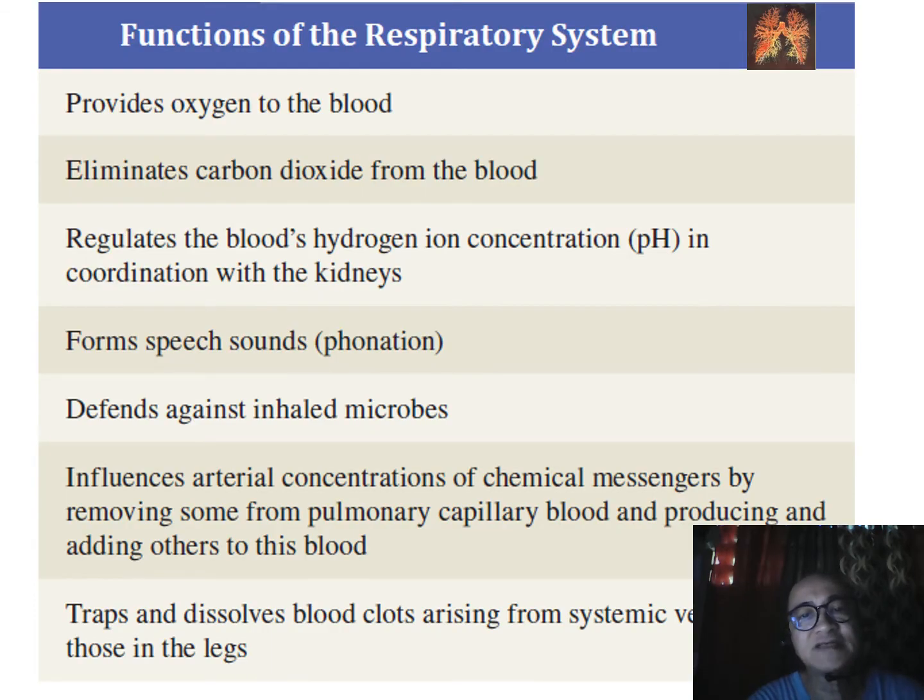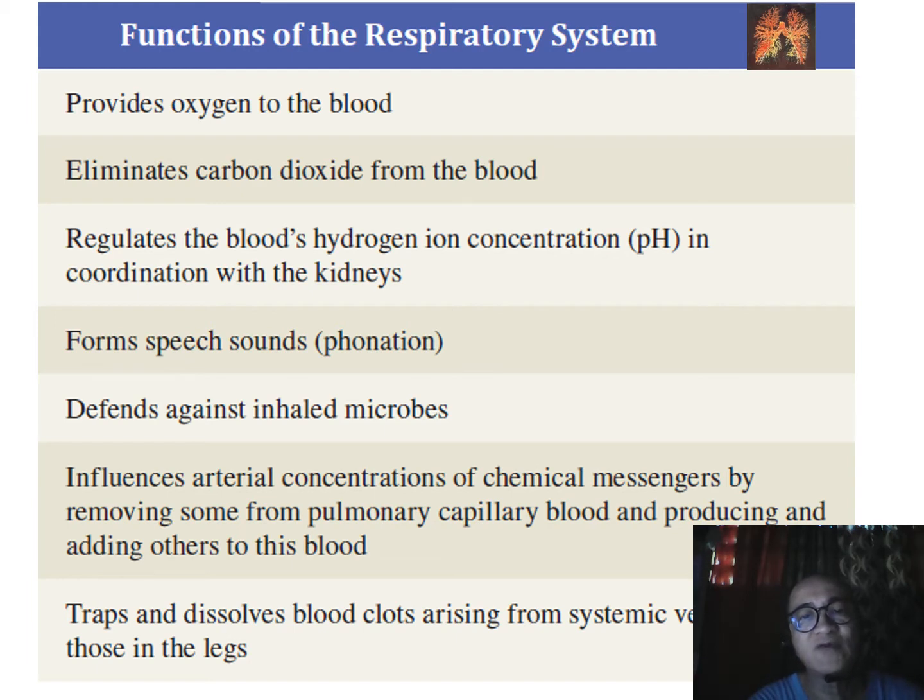The respiratory system serves many vital functions. It provides oxygen to the blood. It also eliminates carbon dioxide from the blood. The respiratory system regulates the blood's hydrogen ion concentration, and therefore the pH, in coordination with the kidneys. The respiratory system also forms speech sounds, intonation, and defends against inhaled microbes.